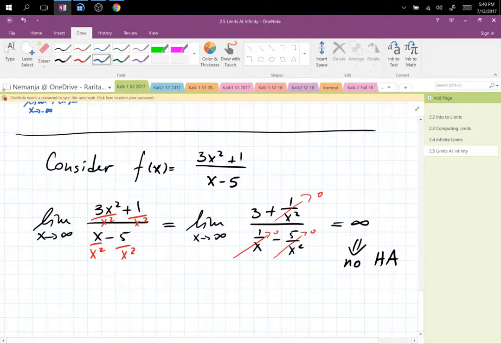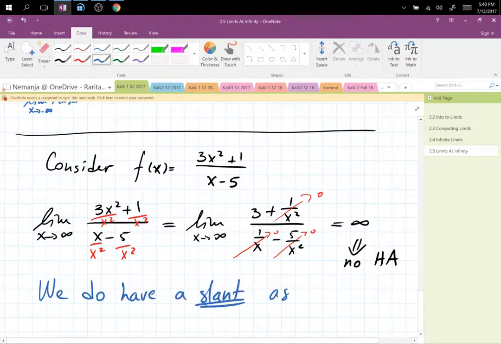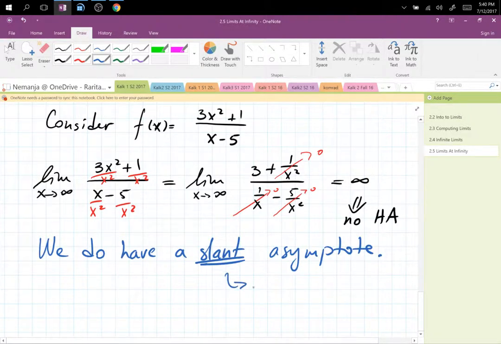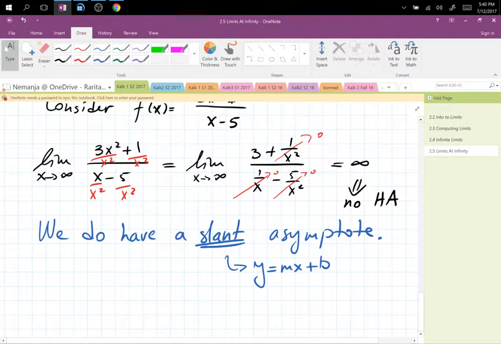So we do have a slant asymptote. A slant asymptote is a y equals mx plus b asymptote. And it only occurs when you have these polynomials, so when the degree in the numerator is 1 larger than the highest degree in the denominator. In that case, you can do long division of polynomials to find the equation of the slant asymptote.